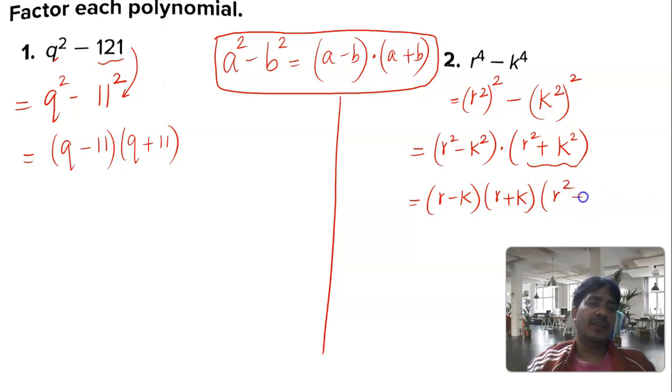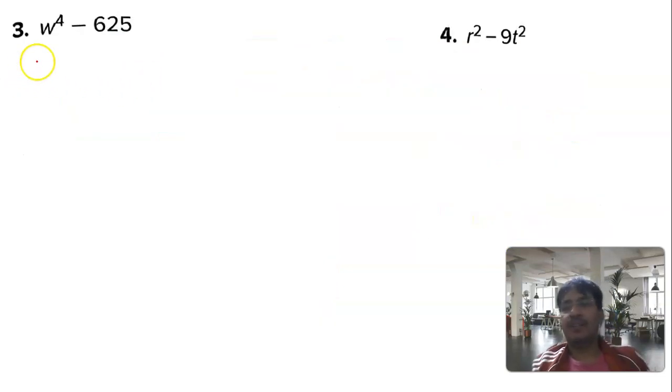And the second term I keep as it is, because we cannot factorize this. Plus, we cannot factorize. And that's it. This is done. Hope you understood. Let's move on. Again, we need to factorize this.